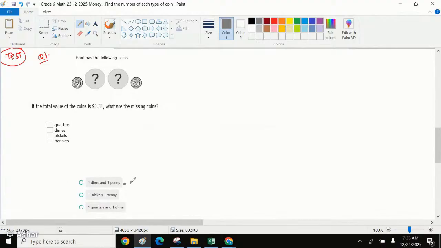1 dime plus 1 penny, 10 plus 1, that is how much? 11 cents, right? 1 nickel, 5 plus 1, that is 6 cents. 1 quarter, that is 25 plus 10, that is 35 cents, right? Option A, option B, and option C. Let's see. Option C cannot be the answer because the total value of the coins is 31 cents, right? This is not possible.